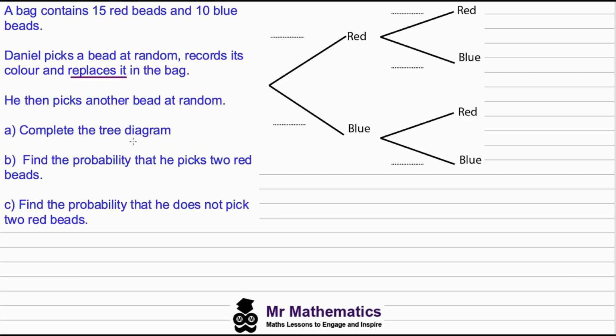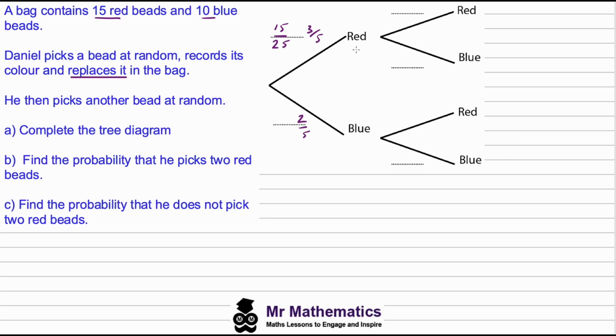So do you want to try this question yourself? Okay, so how did you get on? Well, if there's 15 red and 10 blue, there's 25 in total, with 15 of them being red. And we can simplify this fraction. We can divide both by 5, and we get 3/5, which means the probability of a blue would be 2/5.